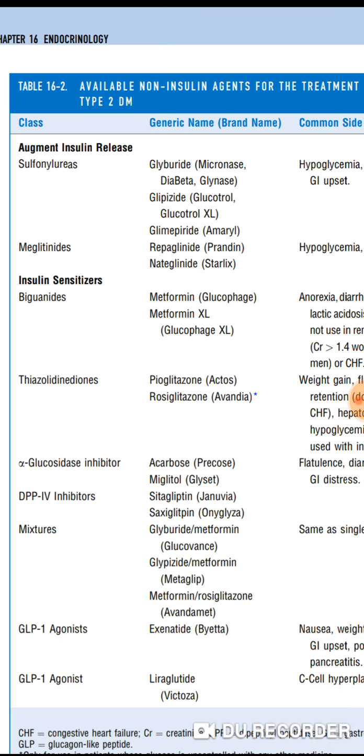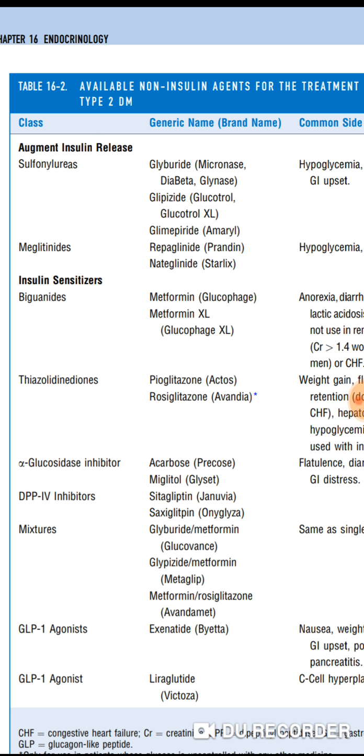Another important thing that should be noted for metformin is its side effect of lactic acidosis, and we cannot use it if the patient has a creatinine clearance of greater than 1.4, or the patient is in congestive heart failure.